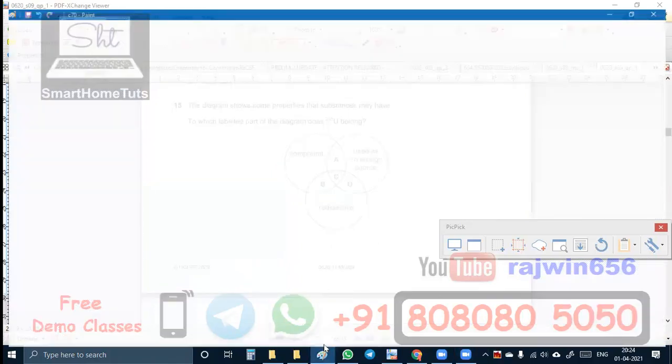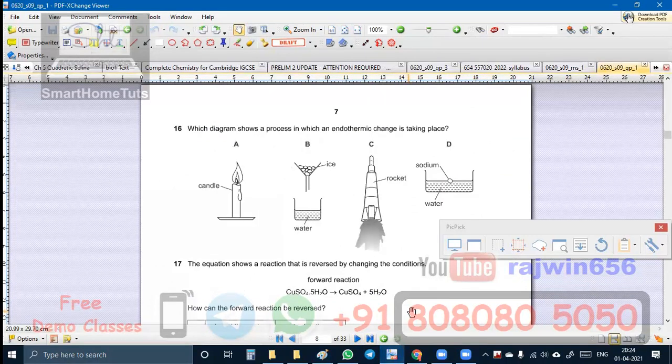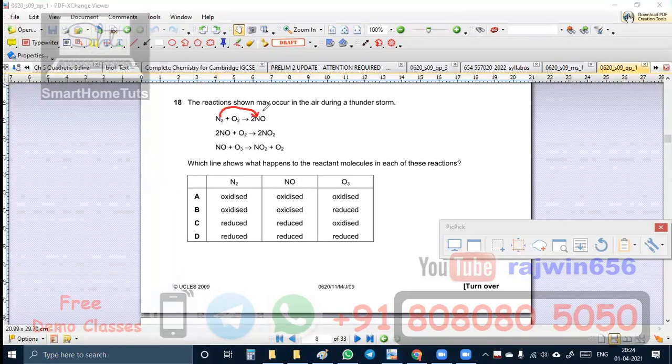After 15, we have question number 18. The reaction shown may occur in the air during a thunderstorm. N2 nitrogen plus oxygen gives nitric oxide. This is correct. Obviously, oxygen is added to nitrogen, so this is oxidation. NO is becoming NO2, so NO is also oxidized. Obviously O3 is becoming O2, so this is reduced.